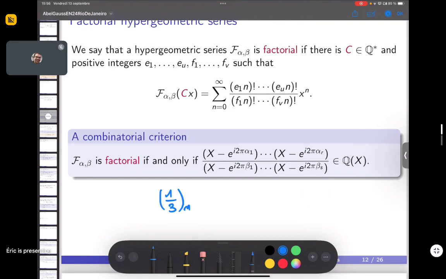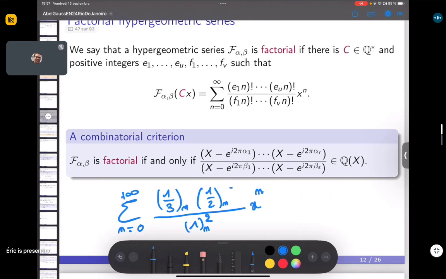If you take something like this, the generating series of this quotient of Pochhammer symbols, here you easily know that this is not a factorial hypergeometric series. Why? Because the rule is that if you have 1/3, then you need to have also at the numerator 2/3, and in fact at the same power. So at the power 2, you need to have 2/3 at the power 2. And in fact, you always need to have something like r/d at the same power for all r which are prime to d.